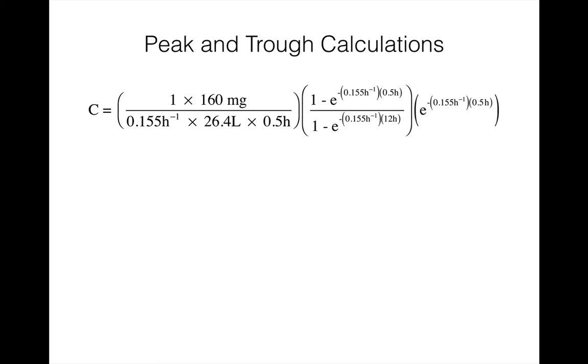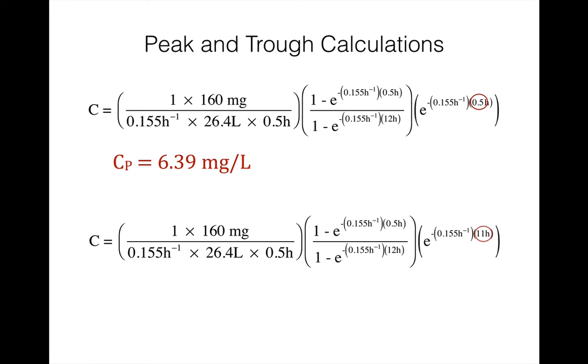Here are the calculations with everything plugged in. Notice for the first part, our time after the end of the infusion is 0.5 hours when we want the peak. With everything filled in, the calculation comes out for a peak of 6.39 milligrams per liter. For the trough, on the other hand, the time after the end of the infusion when it is drawn is 11 hours, and the trough is 1.26 milligrams per liter.